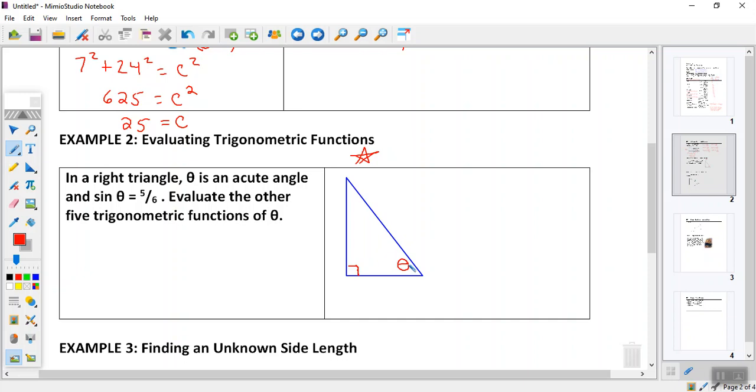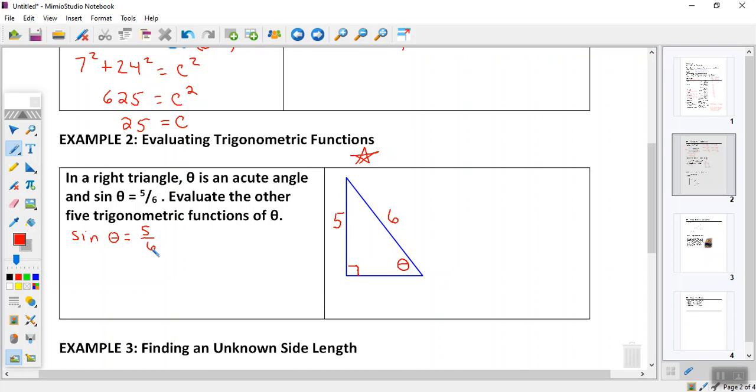So when I say the sine of theta is 5 over 6, this is like saying the opposite leg length is what value? 5. And the hypotenuse is 6. So that 5 could go right here, couldn't it? And the hypotenuse of 6 could go right there. And we're told that the sine of theta is 5 over 6.